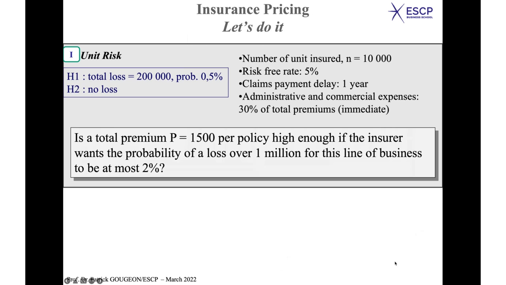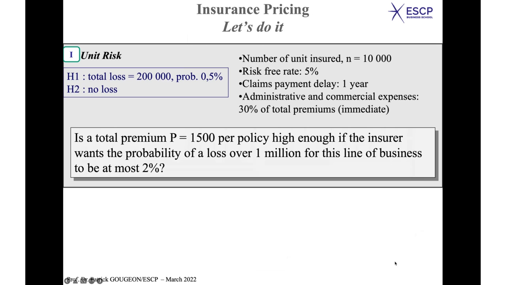Okay, so here we start with one simple exercise. The number of units insured is 10,000. So we look at a group of individuals with the same risk, subscribing an insurance policy at the same date for the same period of time. Okay, this is what we call a generation of policies. So N is 10,000. The risk-free rate, let's take 5%.